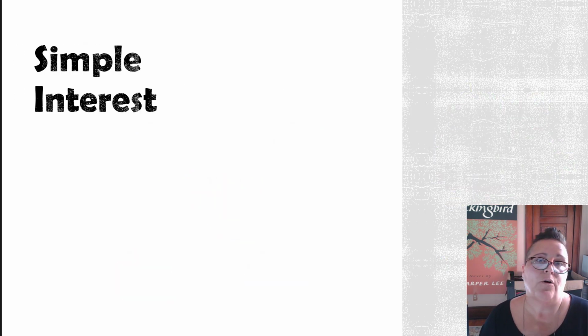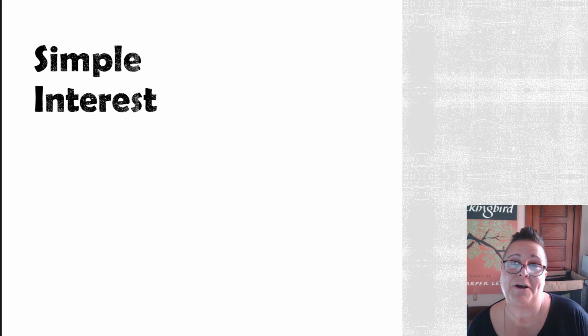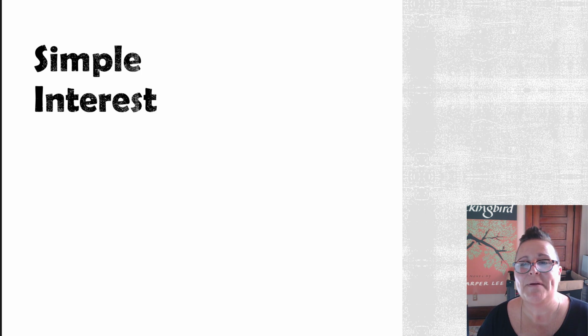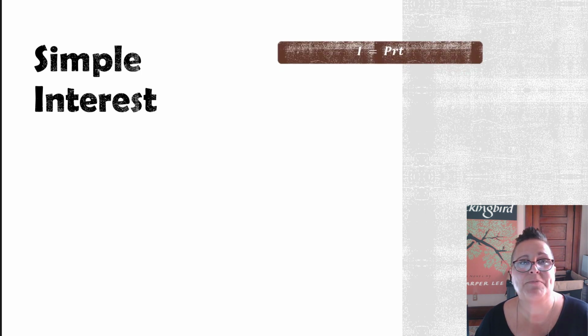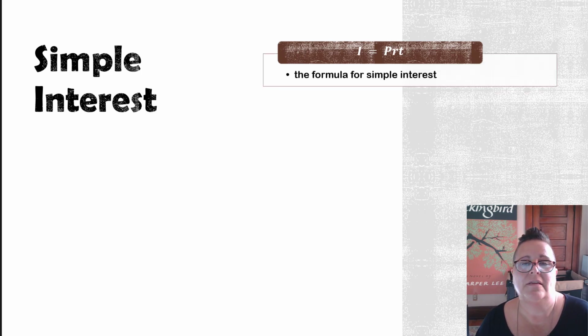All right, so the interest that we're going to talk about in this section is simple interest. Simple interest is called simple interest because it is only calculated one time. Now, how do we calculate simple interest? Simple interest has a formula. It's I equals PRT. This is your formula for simple interest.